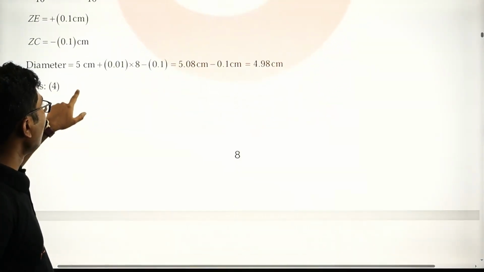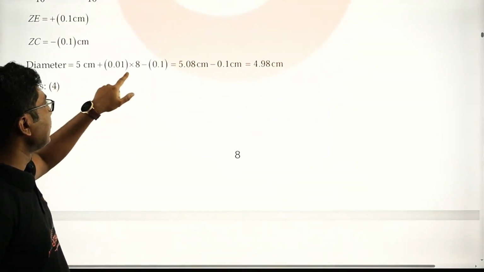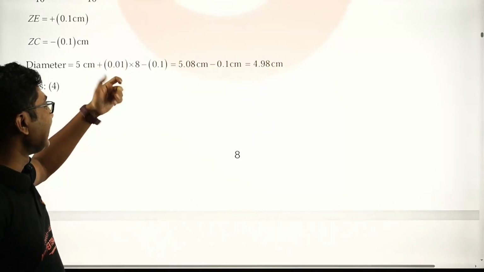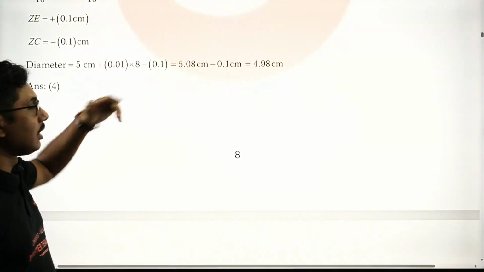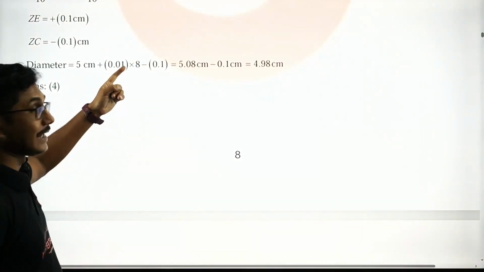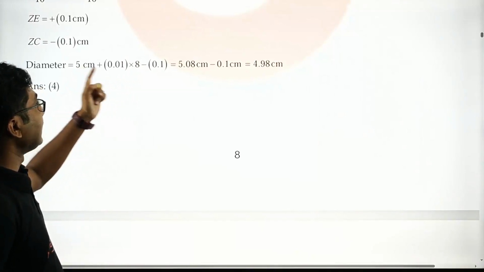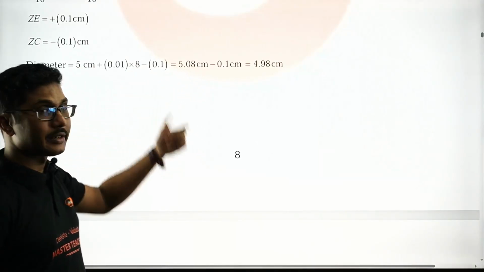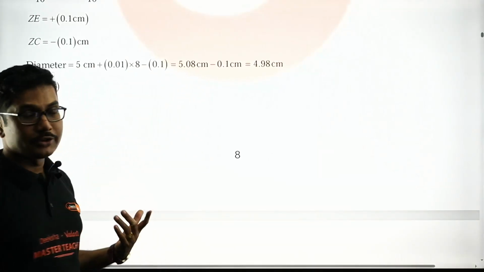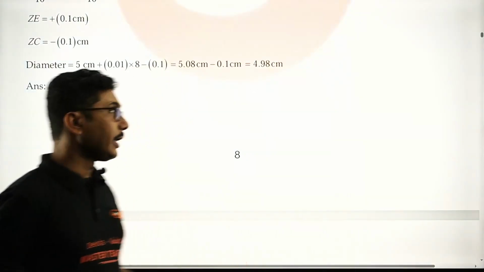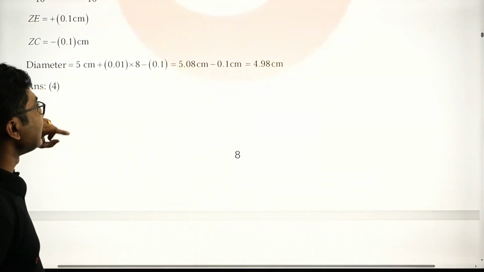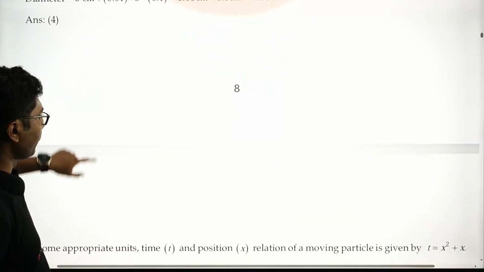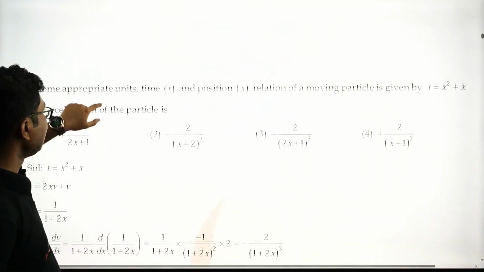So 5 into 5 plus 0.01 into 8 is the vernier scale reading. So least count into 8 scale divisions, you have to multiply, then you have to add it, and then you have to subtract the zero error. Because it is a positive zero error, you have to subtract it, right? So it will be 4.98 centimeter. Correct answer is option 4. Now this is an easy question.